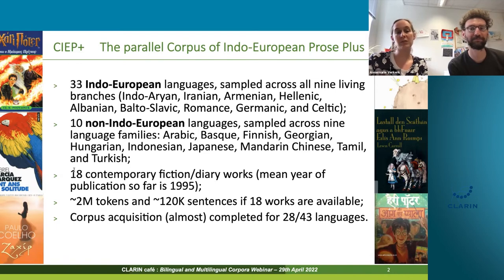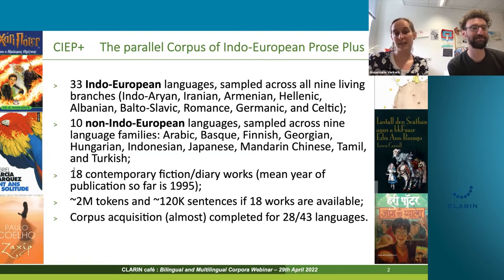So we aim to collect texts in 33 Indo-European languages. These are sampled across the living branches, and we hope to have a balanced sample in the sense that we also aim to incorporate several Indo-Aryan and Iranian languages that are often missing when it comes to Indo-European. We complement that with 10 non-Indo-European languages, and these are sampled across 9 language families. That's where the plus comes from.